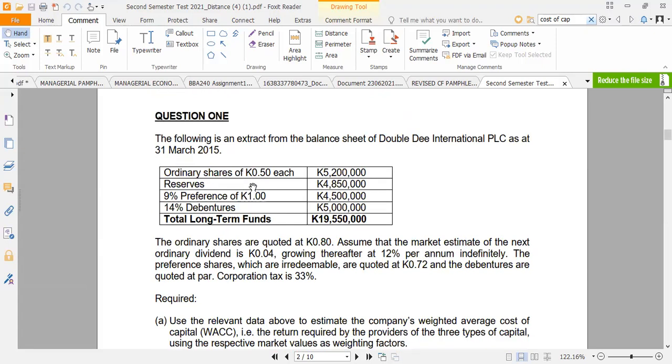Okay, so we have a question on WACC. If this one has book balances, I would want to start with one that has no book balances.